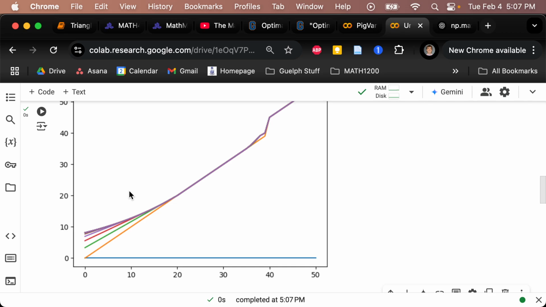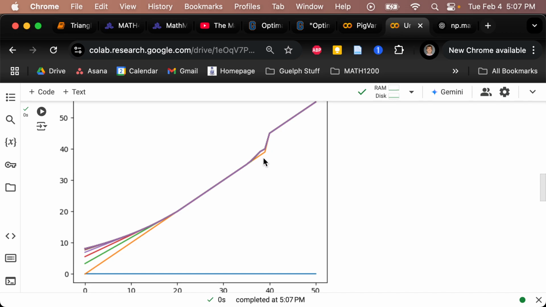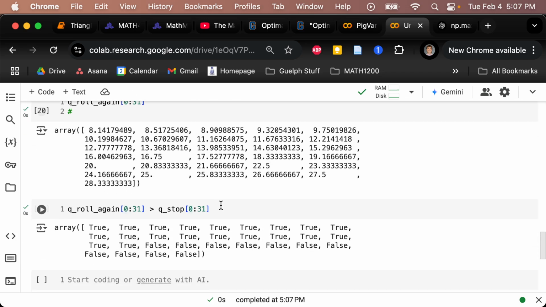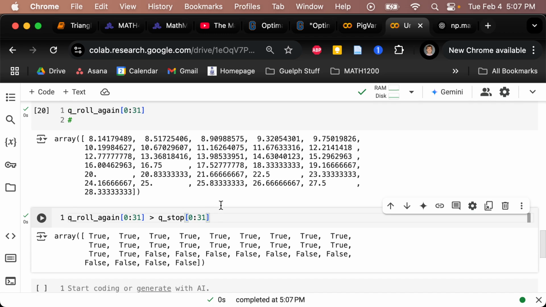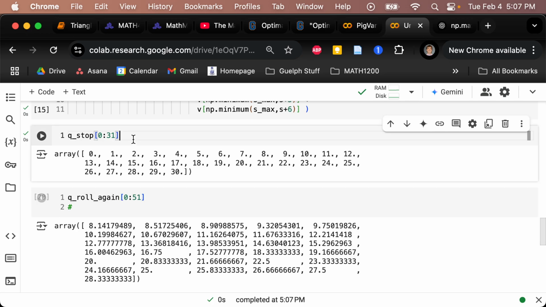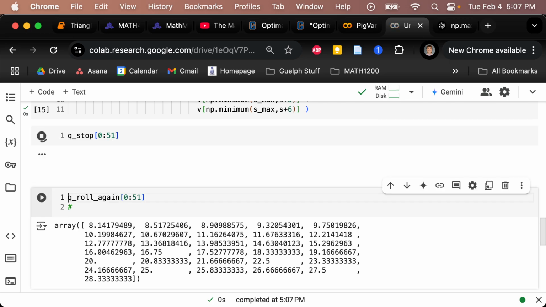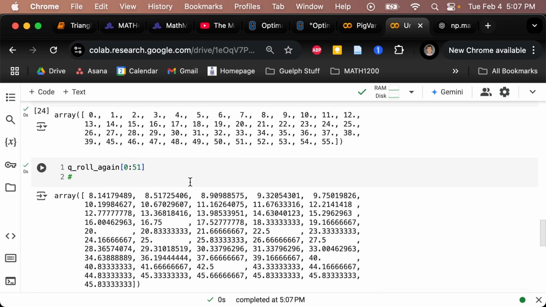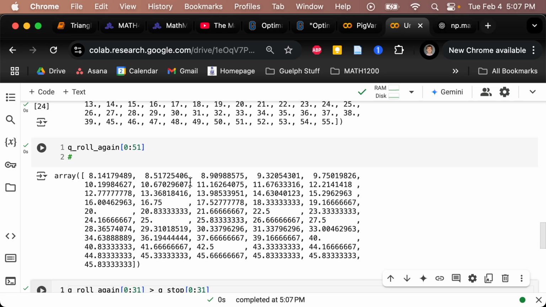We get closer and closer to the right answer. Down here, it looks exactly the same as before, but now we have this new little spot over here where you're slightly beating out that thing. And if we now compare, where is it that Q roll again is bigger than Q stop? Actually, why don't we compare the values? I got to do, let's say, up to 50. Okay, so over here, you can see if you stop, it goes from 39 to 45 because of that plus 5 bonus. And over here, you can see some funny stuff.